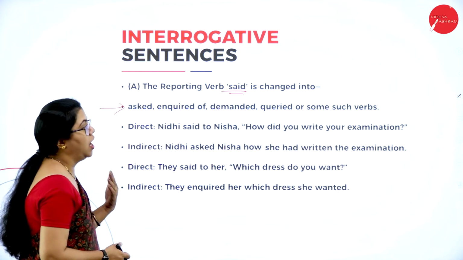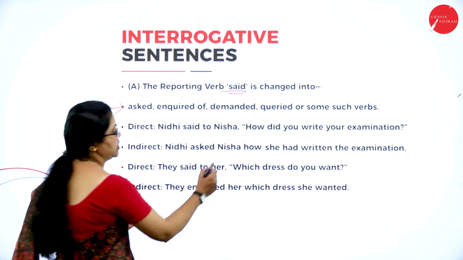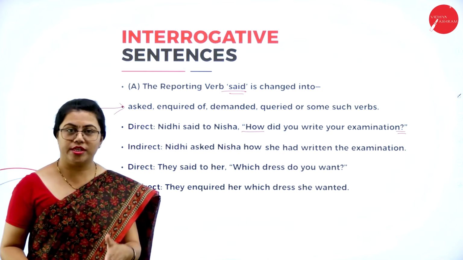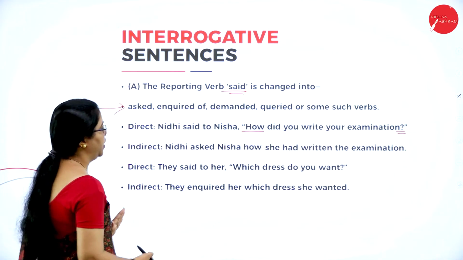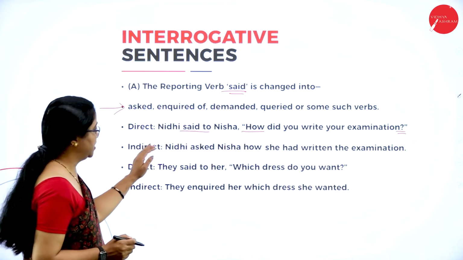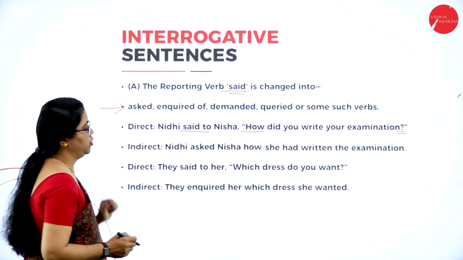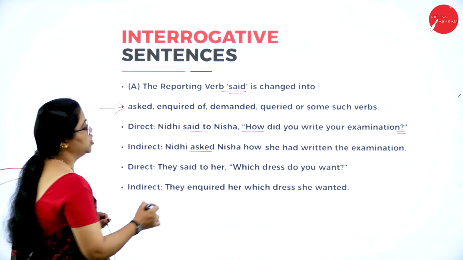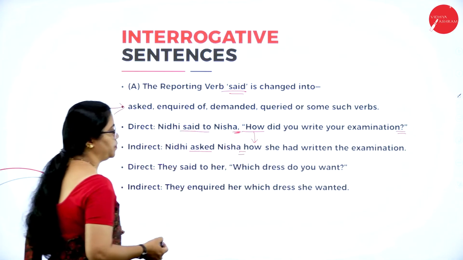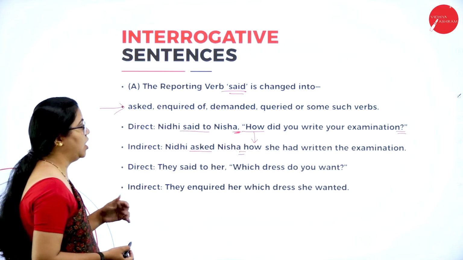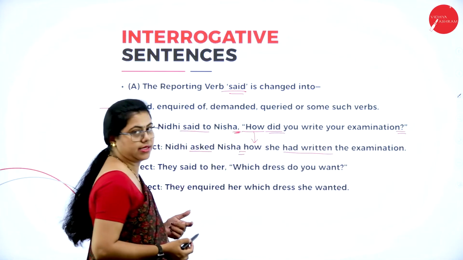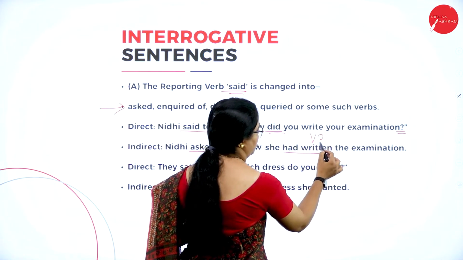Nidhi said to Nisha, how did you write your examination? This starts with a questioning word and there is a question mark, so you understand it is a question that Nidhi is asking Nisha. Here it is not written she asked Nisha; it is written she said to Nisha. So you are going to change it to Nidhi asked Nisha. There will be no that here, and it will start directly from how. So Nidhi asked Nisha how she had written. This is in past tense, so it will change to past perfect tense: had and the V3 form of the verb.